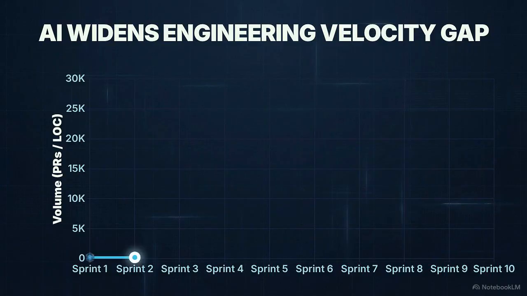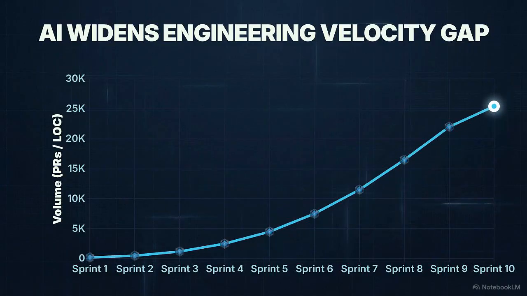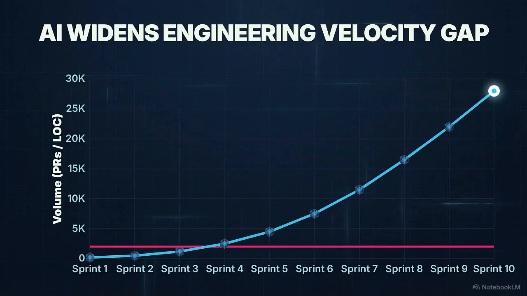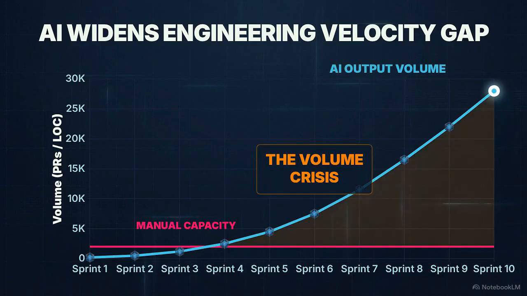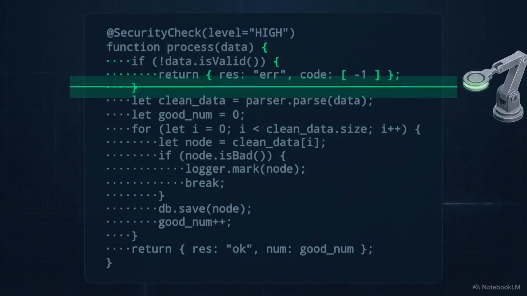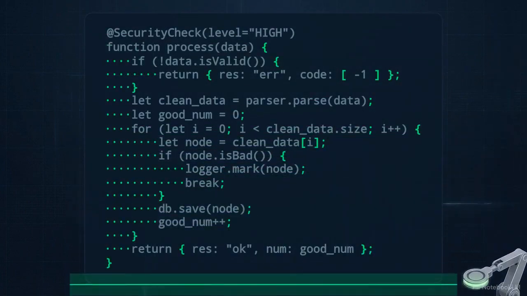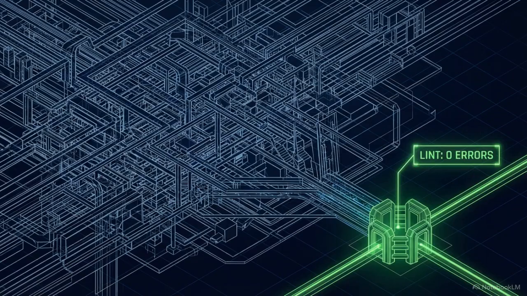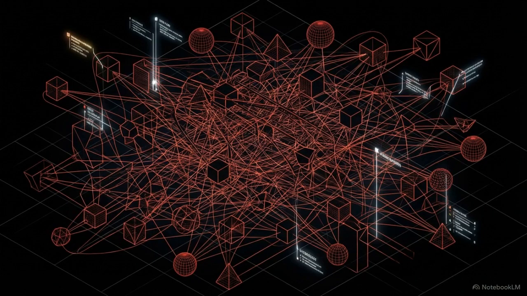This chart shows the widening gap in engineering velocity. As AI-generated code continues its exponential climb, human review capacity remains a flat horizontal line. The danger is that standard linters, automated tools that scan code for syntax errors, only check for basic formatting. They allow an AI to generate poor architecture that still receives a passing grade. Relying on developer trust and basic linting in an AI-heavy workflow guarantees architectural rot at scale.